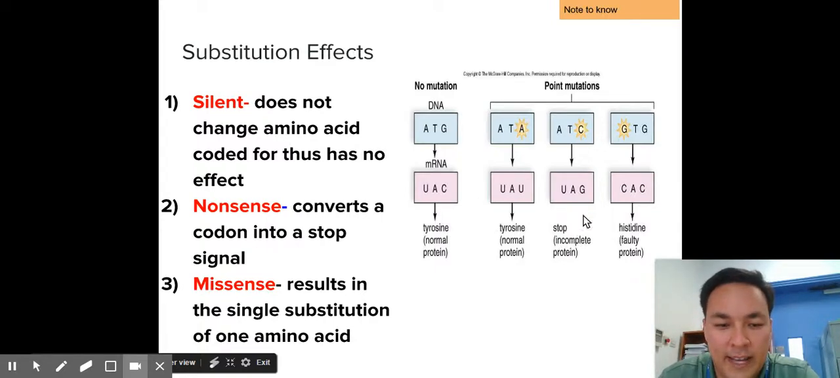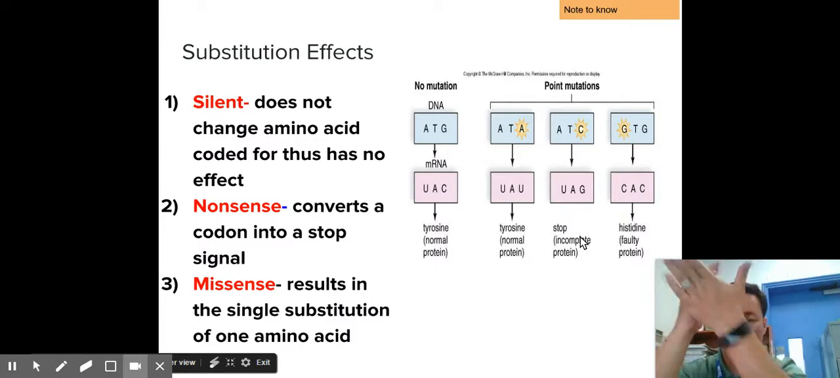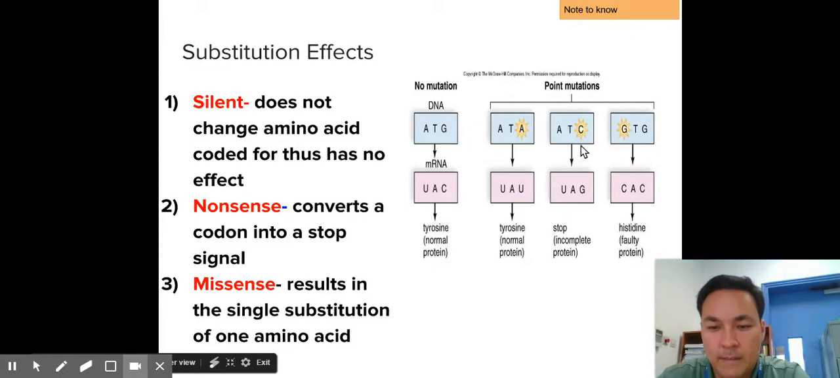All right. It could be a nonsense. Nonsense means it stops it. Bam. So we could make an incomplete protein. It changed from UAC to UAG, which codes for a stop codon. So just like you might have said for prom, stop dancing, UAG says stop making the protein.